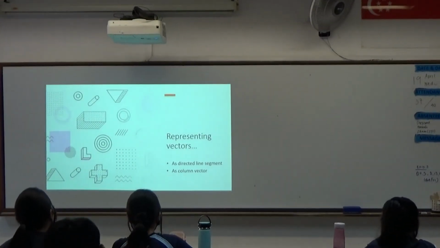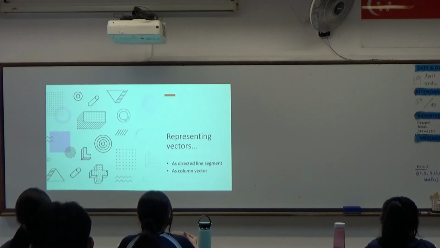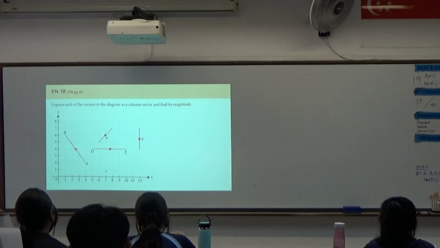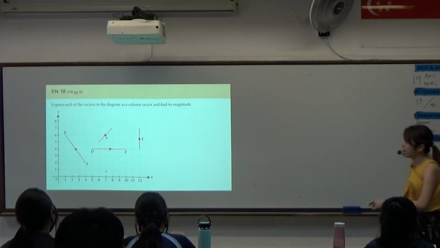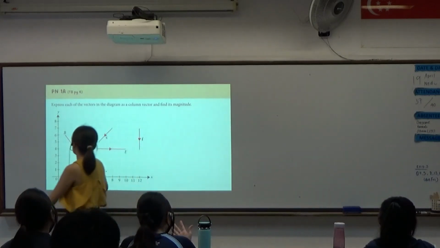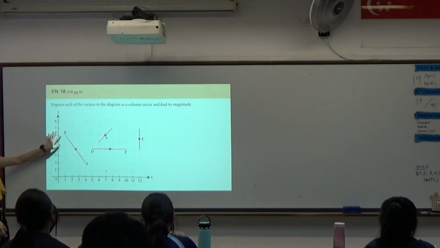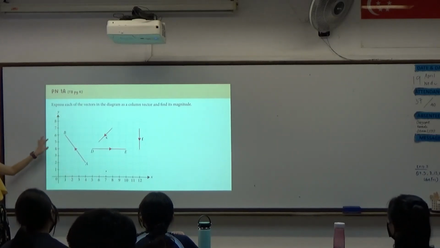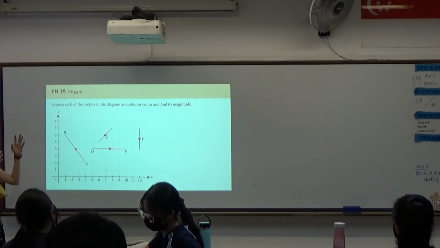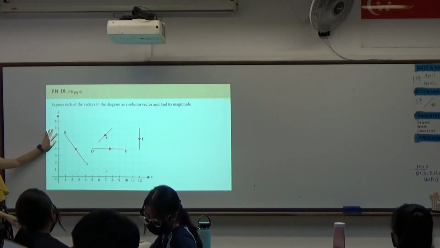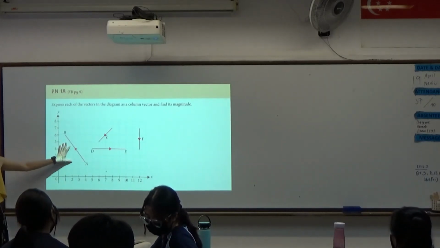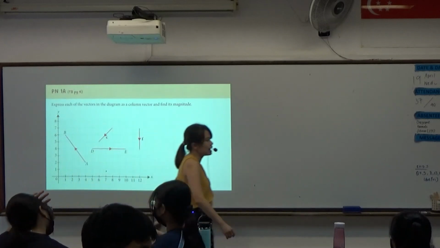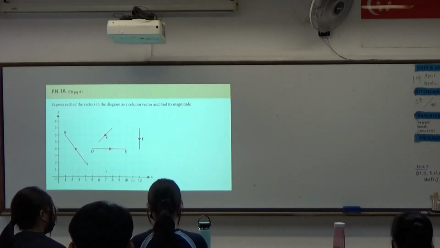Vectors would have two representations: one of which is your directed line segment, another one is the column vector. Looking at Practice Now 1A, a directed line segment essentially is just a line with an arrow, without the grid itself. But when it comes to a column vector, we use certain numbers to represent the direction and also the magnitude of this particular vector itself. So I ask you to go back and try out Practice Now 1A.